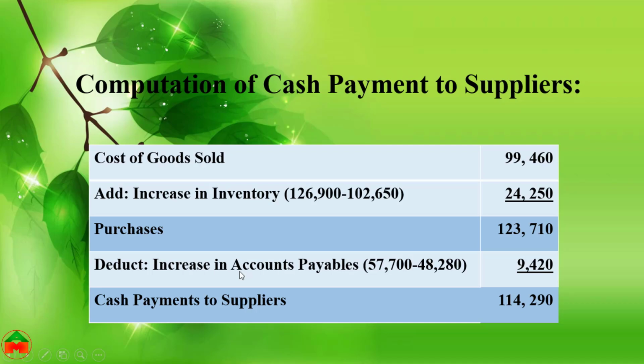So if we deduct this increase in accounts payable from the purchase, we will get the cash payment to supplier. The amount of cash payment to suppliers is 114,290. Now we are going to write this amount to the main cash flow statement.